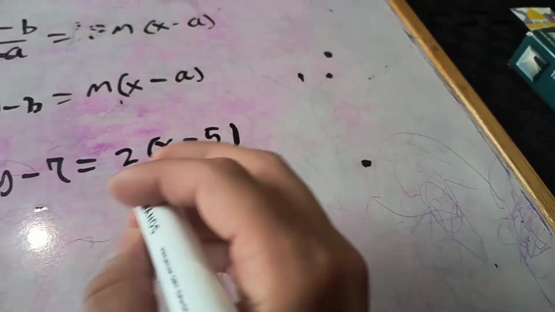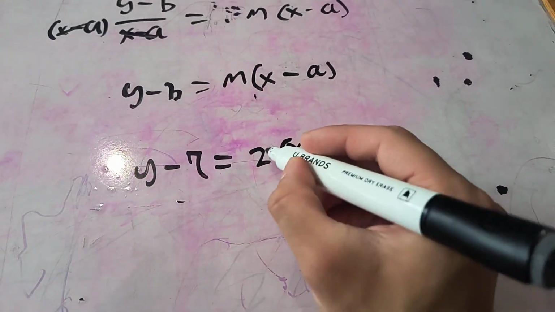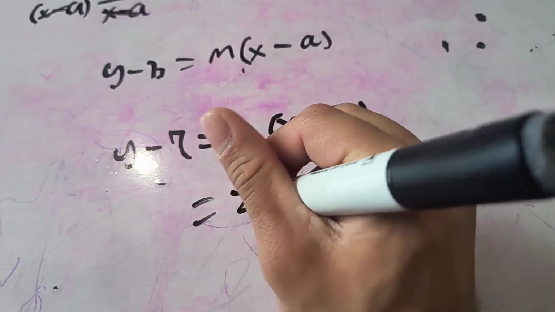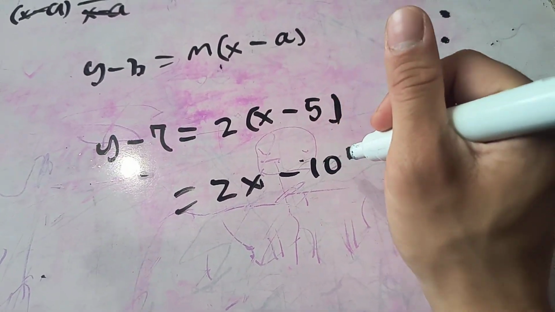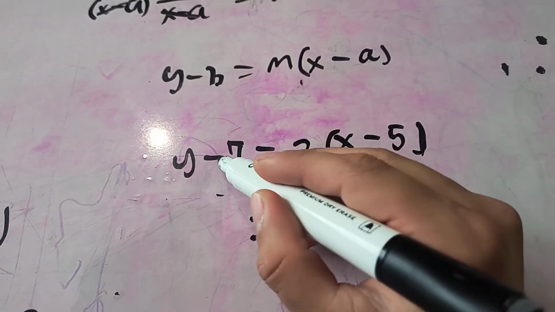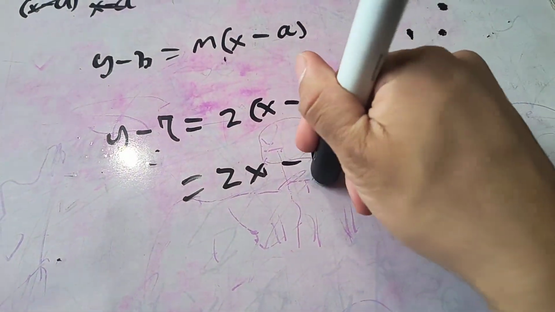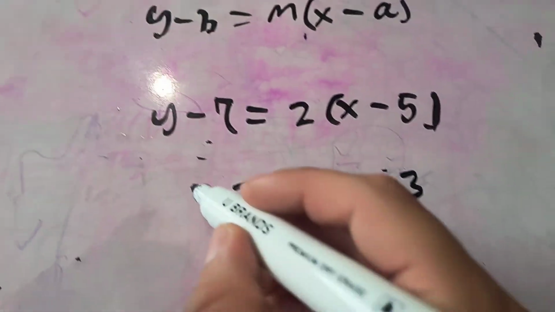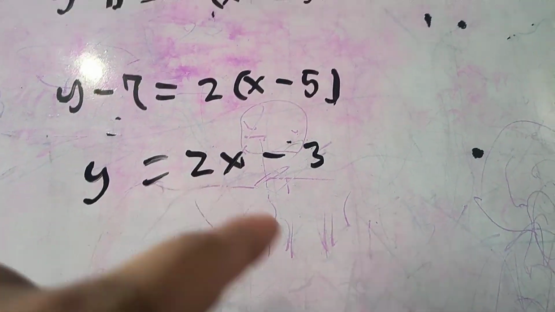In fact, you could put this in the slope-intercept form that you're familiar with, where if we multiply the 2 out across these two, you get 2x minus 10. But then we would add a 7 to this side, and we would get negative 10 plus 7 is negative 3. And then this would just be y, and this would be the slope-intercept form of the equation.